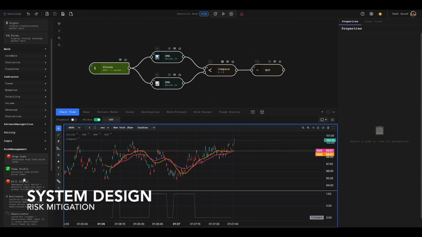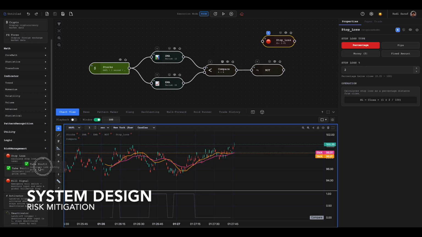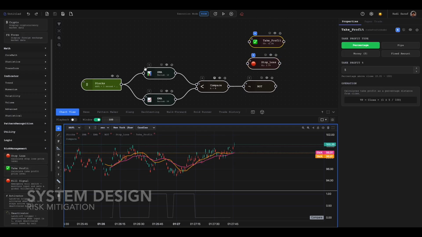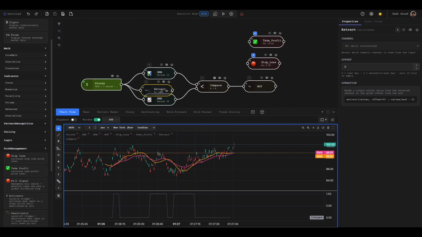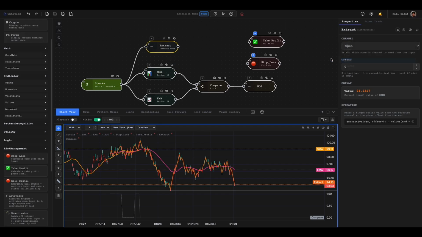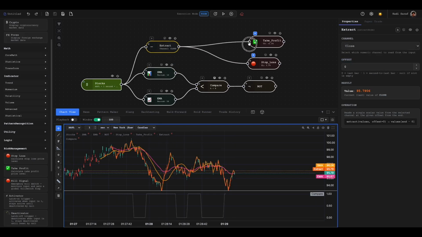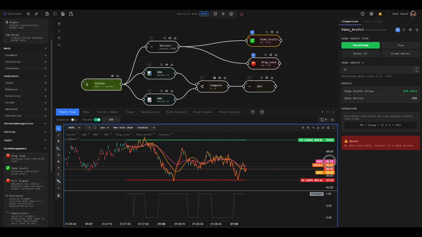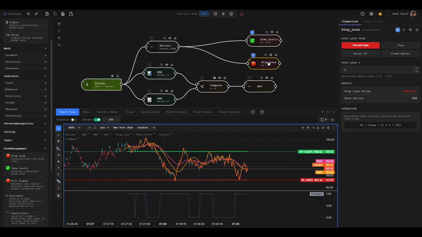Fourth is risk management. Before a single dollar is risked, your signal passes through a mathematical defense layer. Here, you define strict boundaries, clipping on hard stop loss and take profit brackets, or applying algorithmic constraints like max drawdown thresholds and a Sharpe ratio.